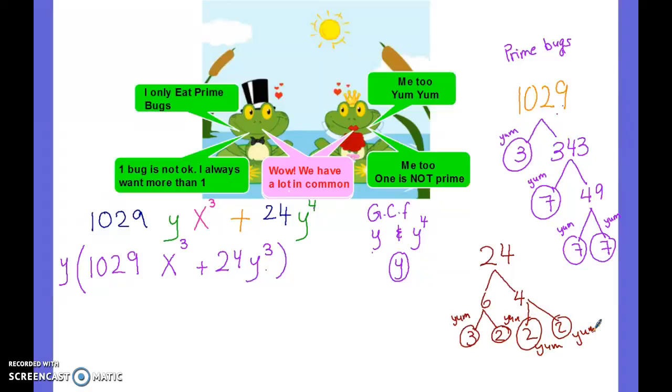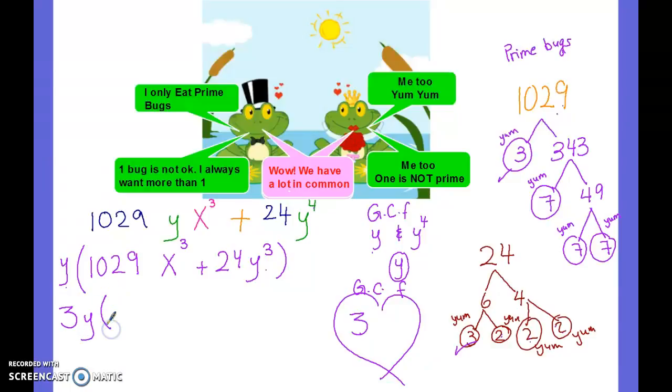Now, when you look at the two frogs, or the two factor trees, if I want to use mathematical terms, now let's discuss what we have in common. Well, the first frog has the 3, and the second frog has the 3, so 3 is a common factor. Looking at both trees, these are the only common factors. So 3 is my greatest common factor. So let's factor out the 3 and rewrite the expression one more time. Don't forget your y. So I'm going to have 3y.